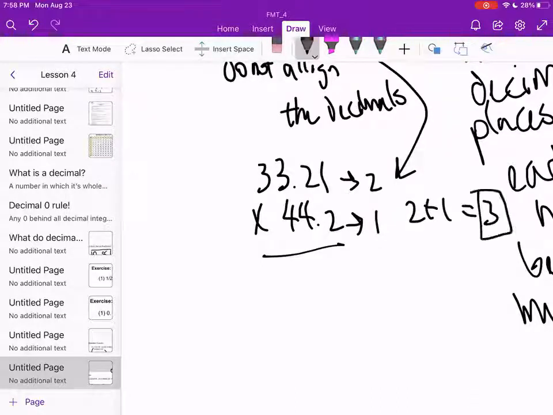So my answer is going to have 3 decimal spots. So now let's just do multiplication. 2 times 1 is 2. 2 times 2 is 4. 2 times 3 is 6. 2 times 3 is 6 again.